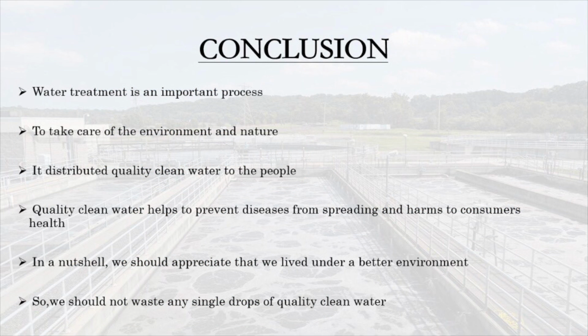Conclusion: wastewater is used water. It includes substances such as human waste, food scraps, oils, soaps, and chemicals. In homes, this includes water from sinks, showers, bathtubs, toilets, washing machines, and dishwashers. Besides daily life, businesses and industries also contribute their share of used water that must be cleaned. It shows that water treatment is an important process. Other than that, quality water helps us to prevent any disease or harm. In a nutshell, we should appreciate that we live in a better environment. So, don't waste even a single drop of water.